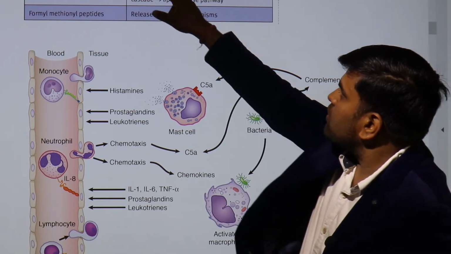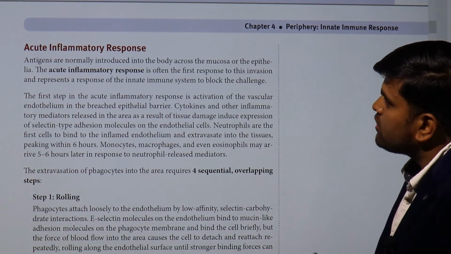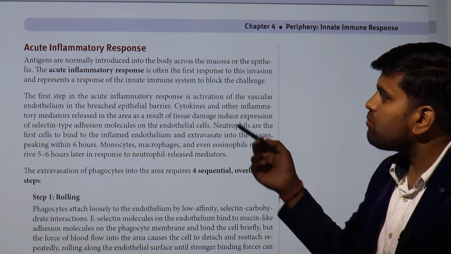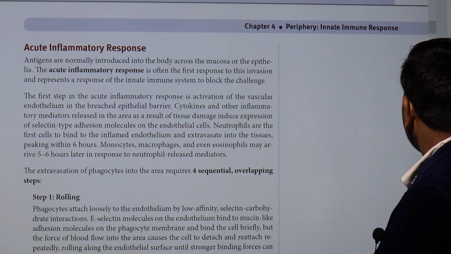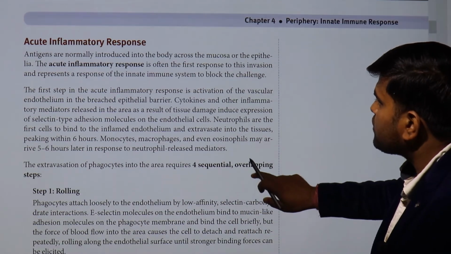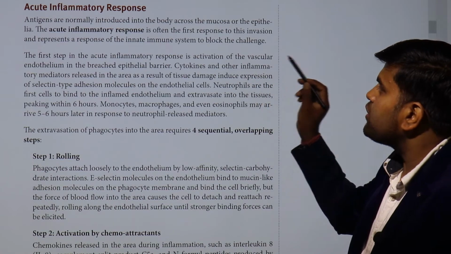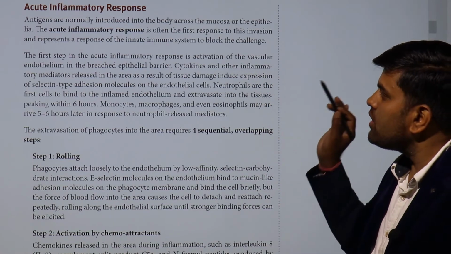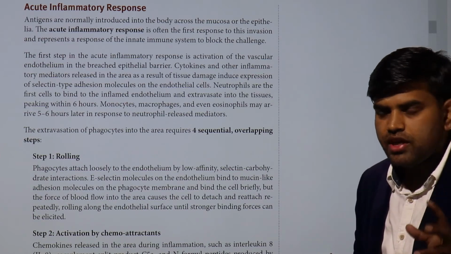Now let's go through the text. What is the text telling us? So acute inflammatory response, antigens are normally introduced into the body across the mucosa or the epithelial surfaces. Okay, the acute inflammatory response actually is often the first response to the invasion and represents a response of the innate immune system. So we know that this is the acute response, this is the first response, and this is the response of your innate immune system.